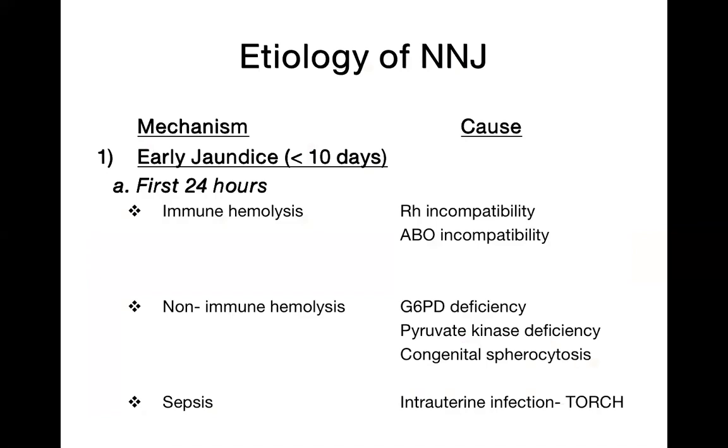Now after this, let's talk about the etiology of neonatal jaundice. What are the causes? A very important question from the exam point of view. We have divided this into early jaundice and late jaundice, and the boundary is before 10 days or after 10 days, or after 2 weeks. In that category also, if jaundice occurs in the first 24 hours of life, or in the first day of life, it is always pathological. We have to consider it very seriously.